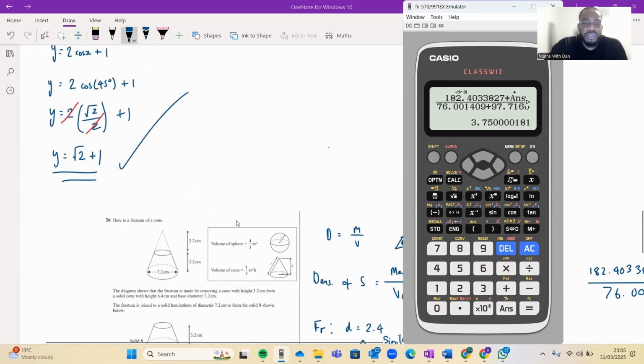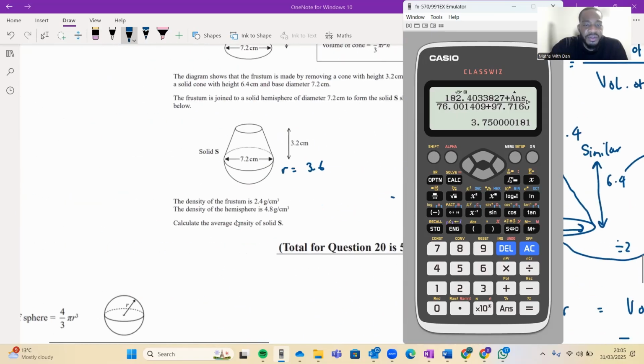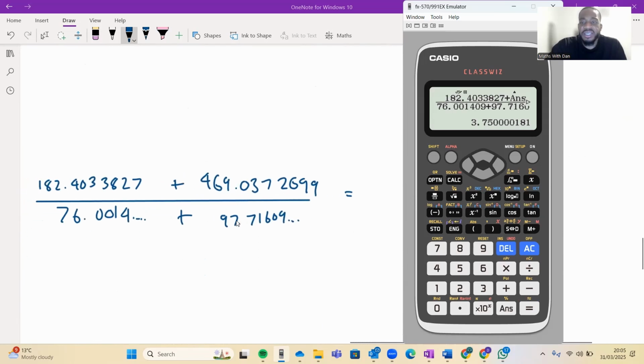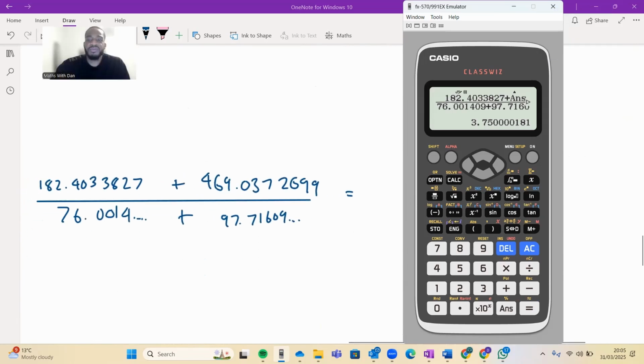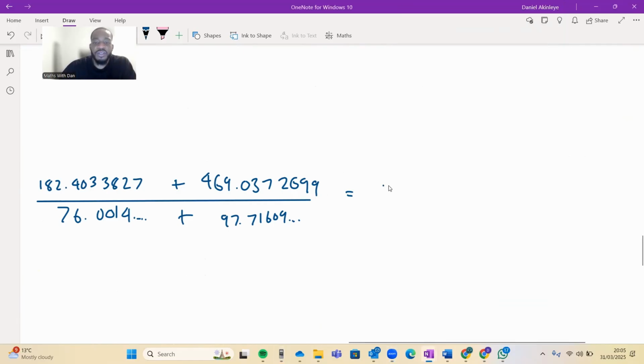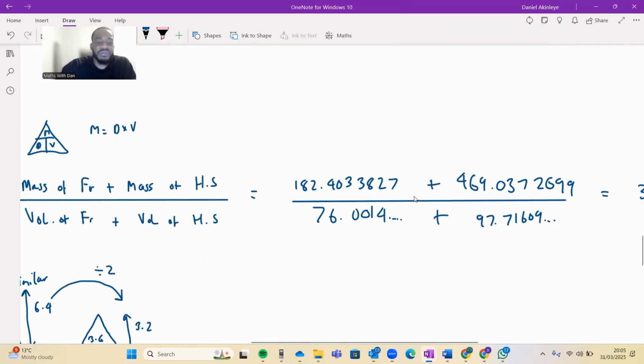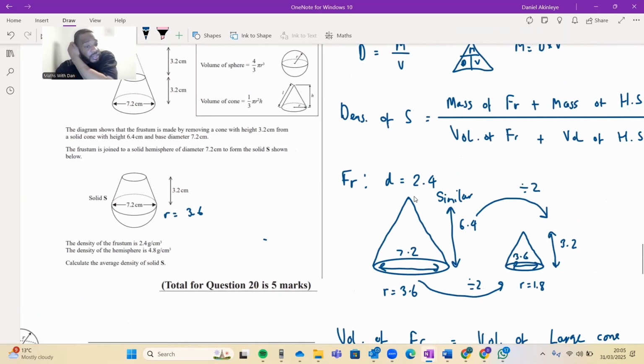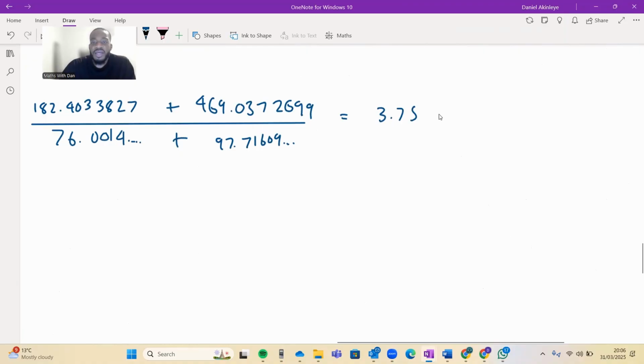Yeah? Would the question ask for what degree of accuracy? It doesn't say. If it doesn't say, leave it to what, guys? If it doesn't say in an exam, what degree of accuracy should you leave it to? 3 significant figures. Yeah, or in this case, 2 decimal places, right? You should leave it to 3 significant figures, which is going to be 3.75. Yeah. So that's going to be 3.75. What are we asking us for? Density, isn't it? Yeah. So it'd be grams per centimeter cubed. So perfect. And that is our answer.